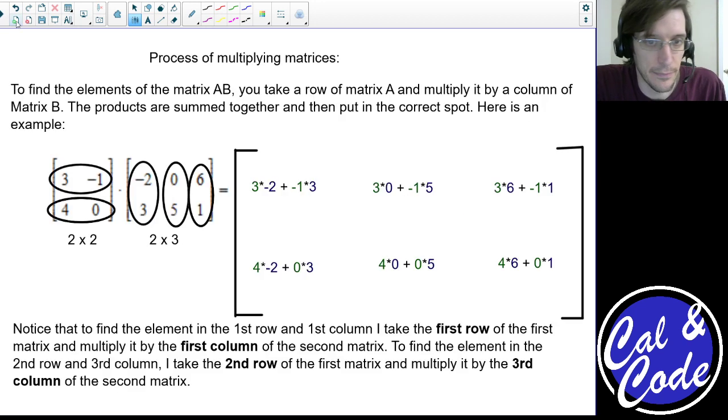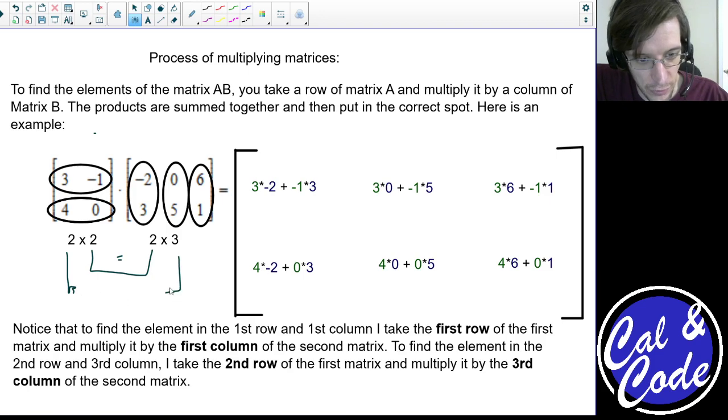Let's look at a little example of some multiplication. So I took a 2 by 2 matrix here, and I'm going to try to multiply it by a 2 by 3 matrix. This is just showing you the process, so I'm going to step through it a little bit at a time. Now that I know that I can multiply them, their inner dimensions do in fact match, so it's going to end up with a 2 by 3 matrix, right?